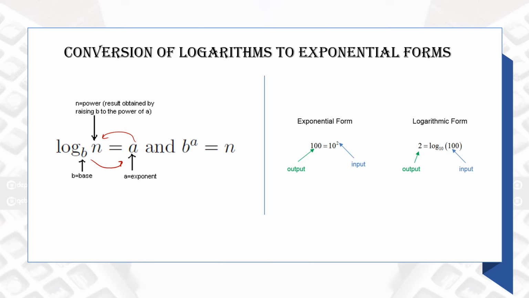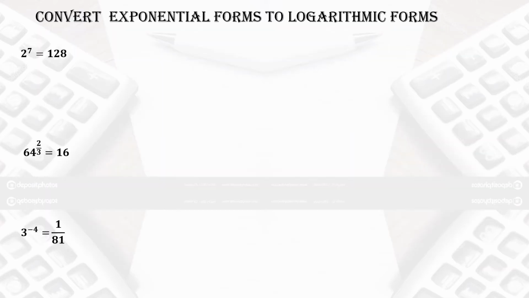Now let's convert some of the exponential forms to logarithmic forms. So 2 to the power 7 equals 128. So how do we write it? The base is 2, so you write here first the log.